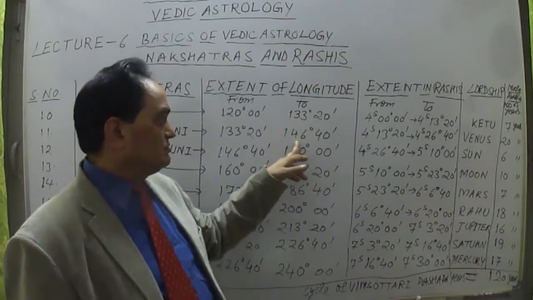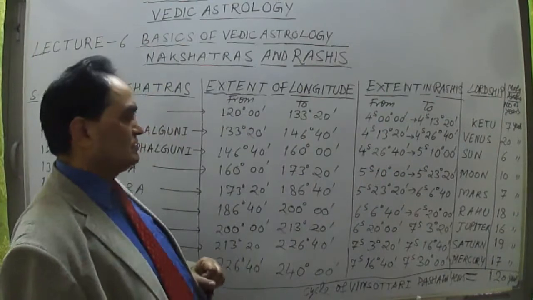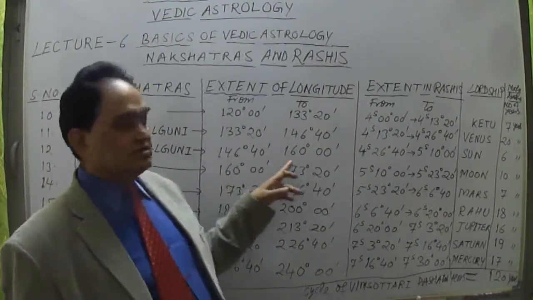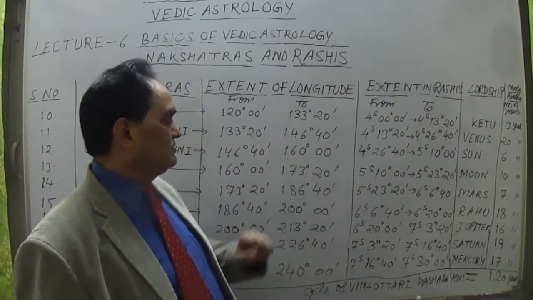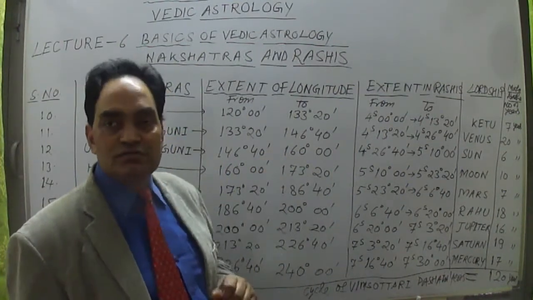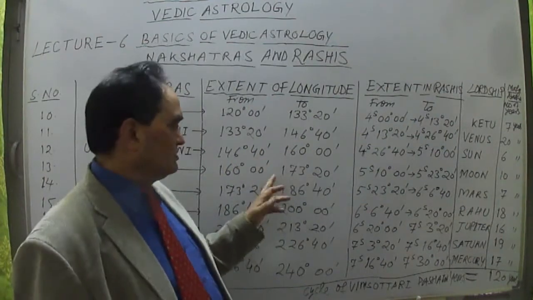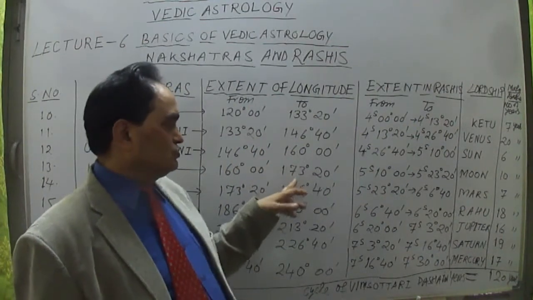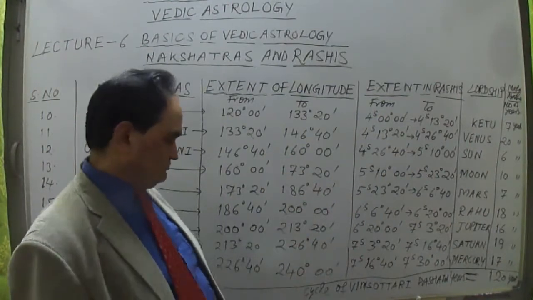Now here we will have 266 degrees 40 minutes. After that, it will be 260 degrees, and in this way again it will be 273 degrees 20 minutes. In this way, this whole thing is calculated.